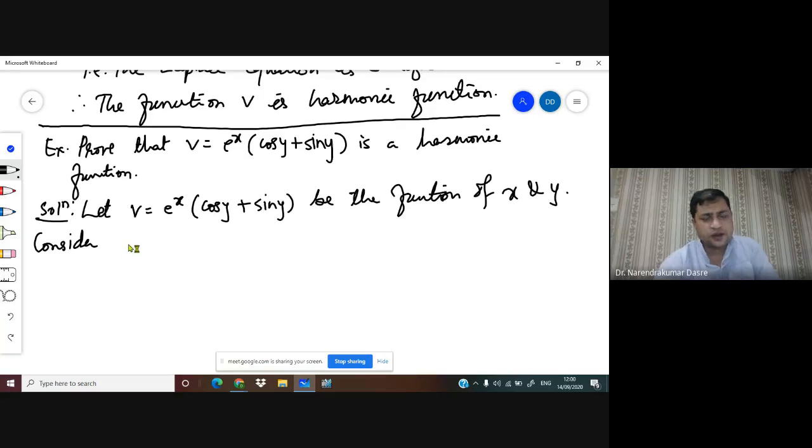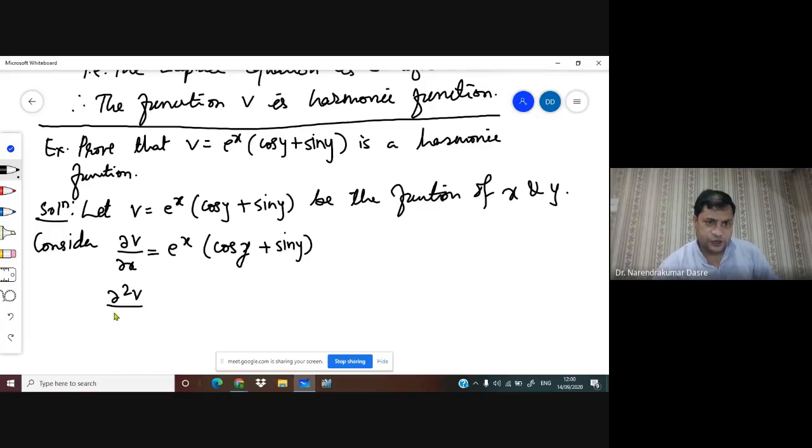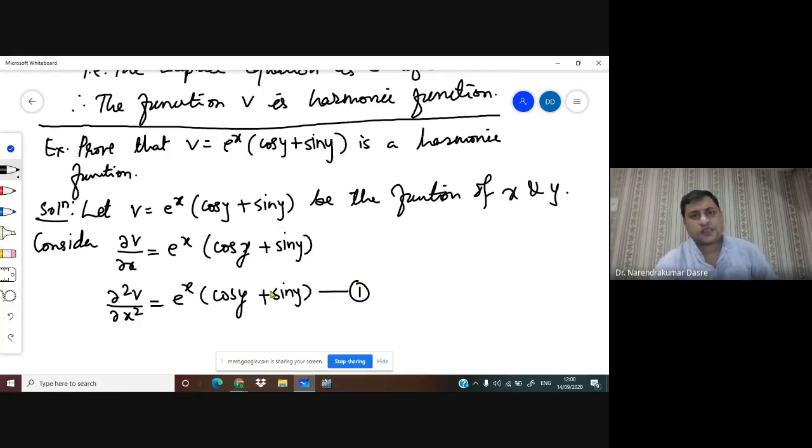We consider the derivative of this v with respect to x and with respect to y, and then we'll find the second order derivative. So dou v by dou x: this is only the function of x, so the derivative of e raised to x is as it is. So it is going to be e raised to x times cos y plus sin y, and then again the derivative with respect to x, e raised to x is e raised to x only. So it is cos y plus sin y. That is equation 1.